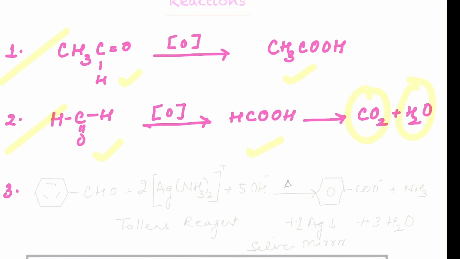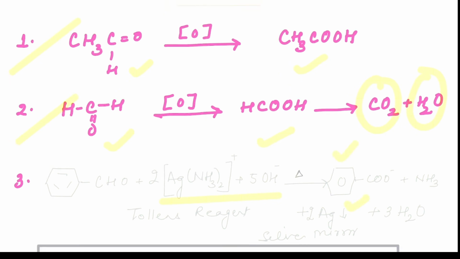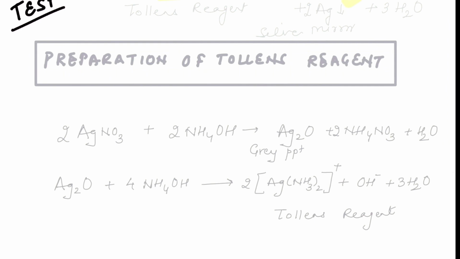If we take Tollens reagent, which is exclusively for aldehydes, aliphatic as well as aromatic, we get diamine silver in basic medium, which will give us acid salt, silver mirror and ammonia. So the silver mirror can be used as a test for the presence of aldehyde. Let us prepare Tollens reagent. We prepare Tollens reagent by adding ammonium hydroxide to AgNO3. So we call it ammoniacal silver nitrate, which gives us Ag2O, which reacts with excess ammonium hydroxide to give us diamine silver and OH minus.